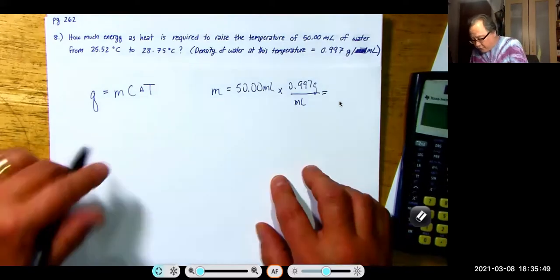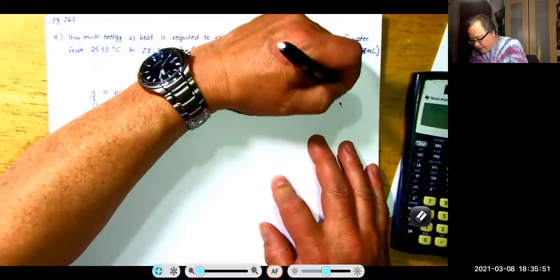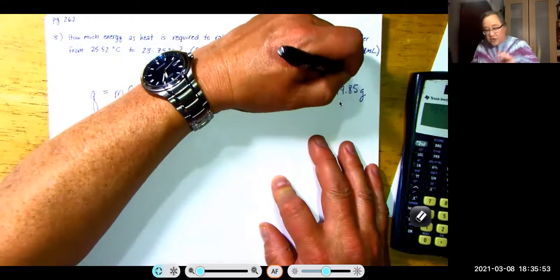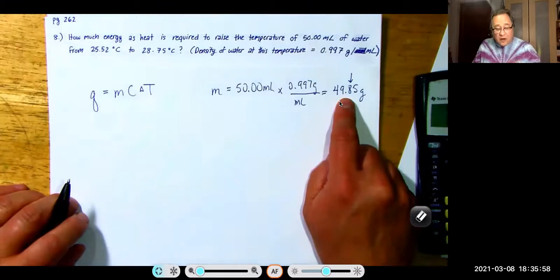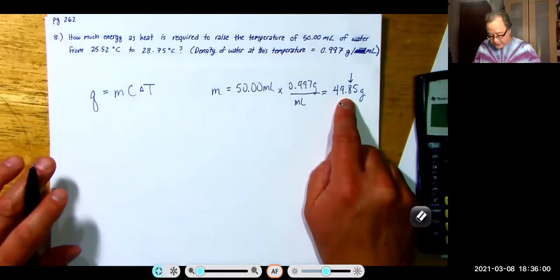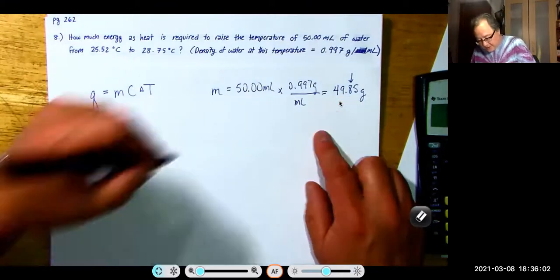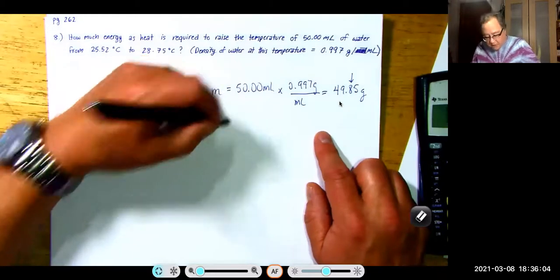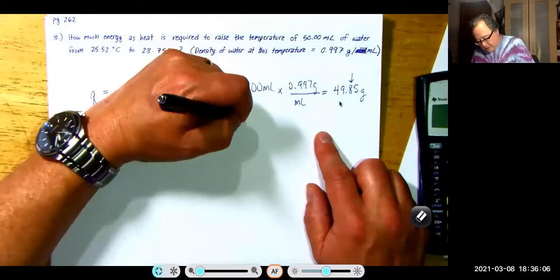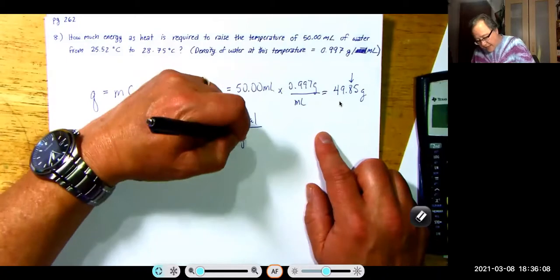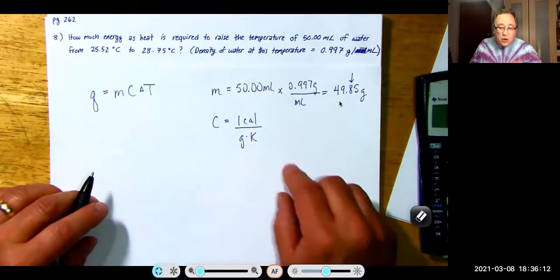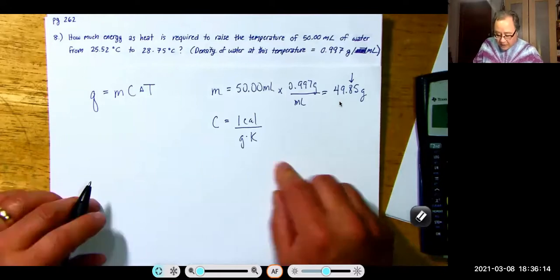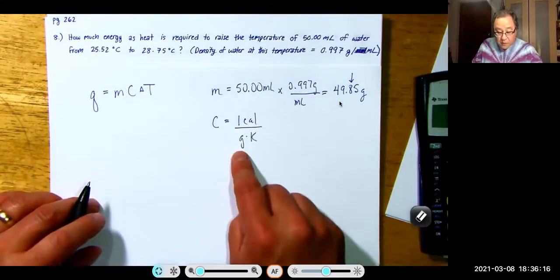So I get 49.85 grams. I don't want to round early, so I'm going to put a little arrow pointing to the 8 saying that's where I would round if I had to. The specific heat capacity of water we've memorized as 1 calorie per gram per K. Notice when I say this, if it's in the bottom, I say a per in front of it. 1 calorie per gram per K.